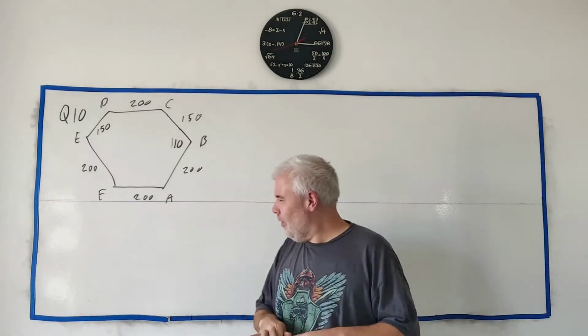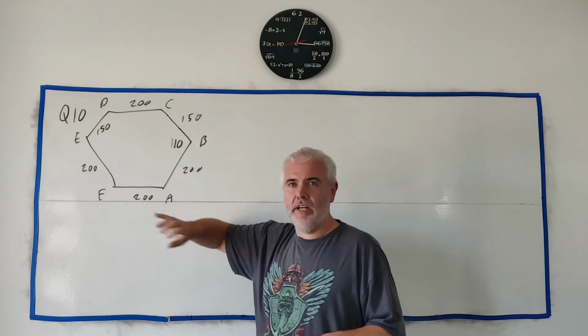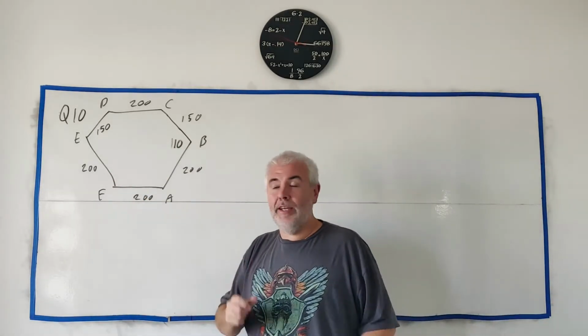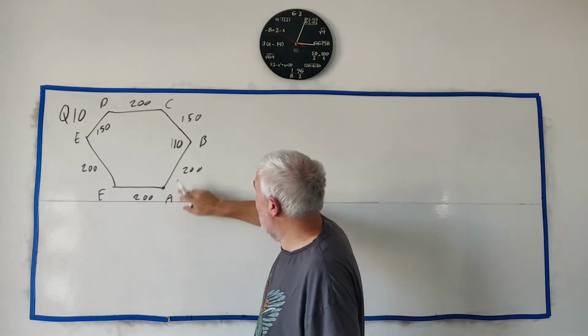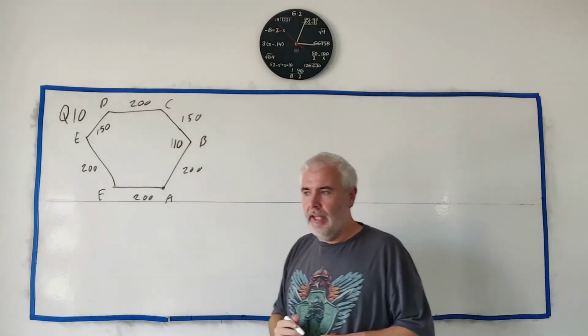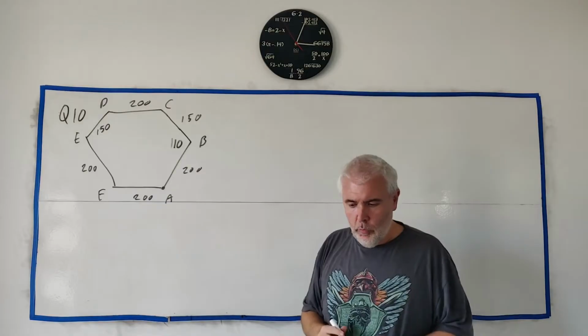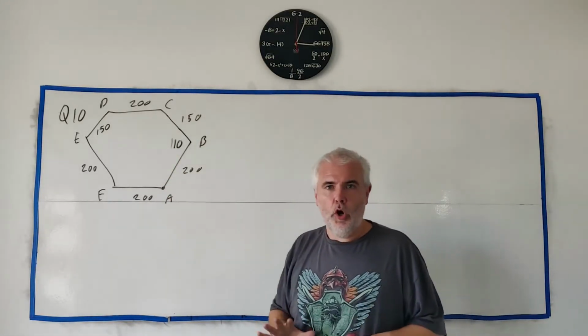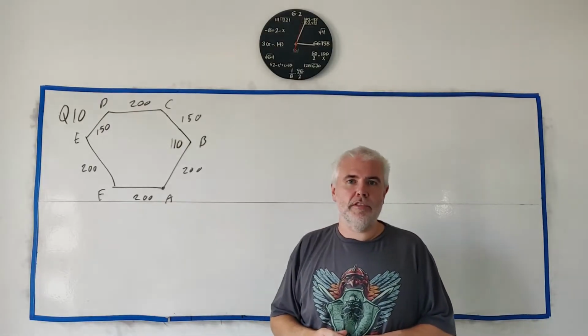Question 10 will take a little bit of a setup. We're given this six-sided shape here. Each point of this, A, B, C, D, E and F, is a buoy out on the water, and people swim around these, to them, from them, all that. And we're going to be asked a bunch of questions.